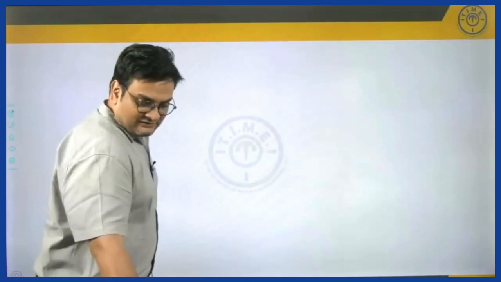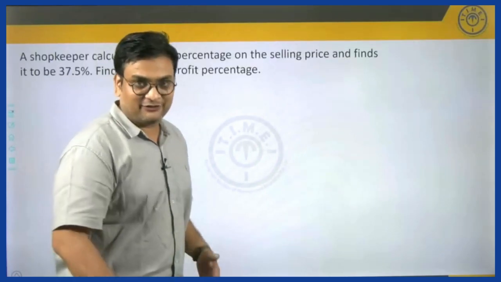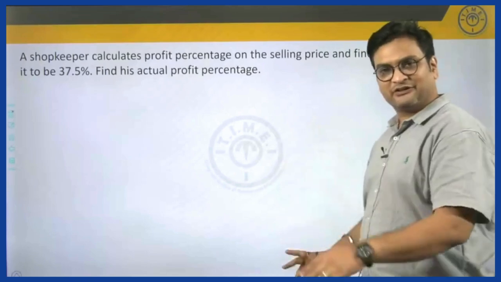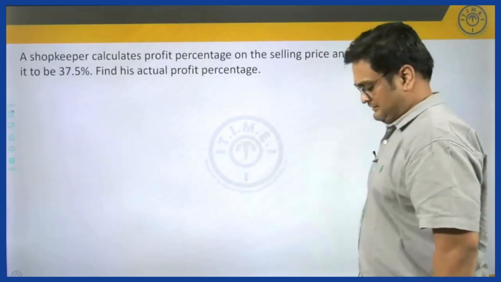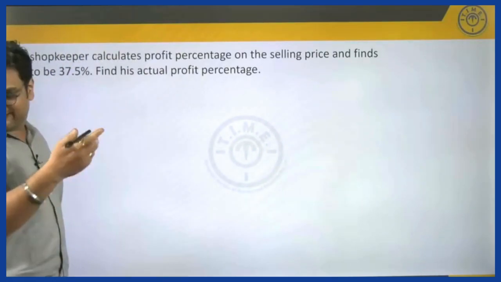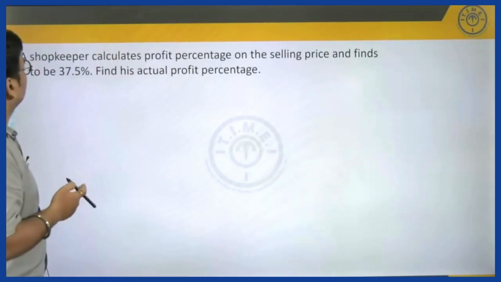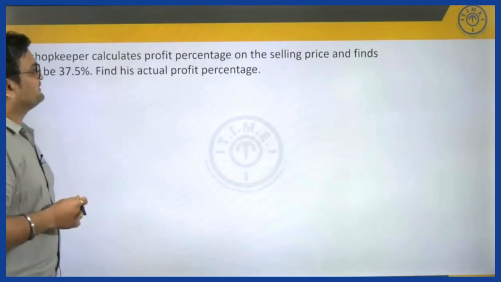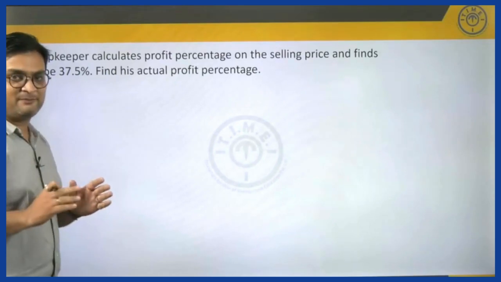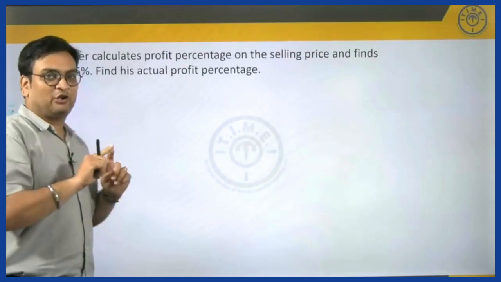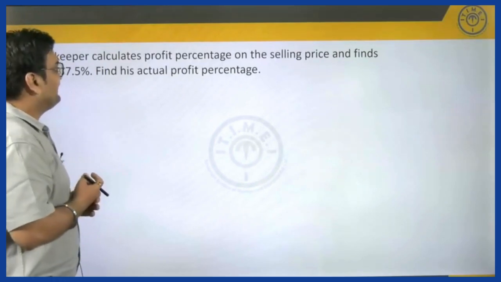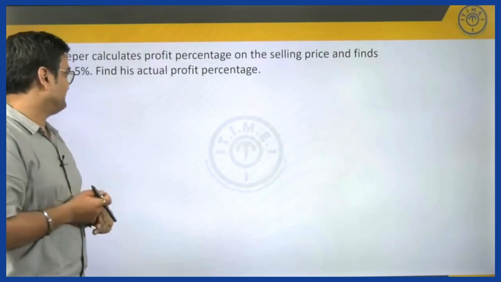some models of questions that we have under profit and loss. For example, have a look at this question. Pause the video, try it out yourself once. As I said, we'll be discussing it anyway. You can pause it, you can do it later. Now if you look at this, it says a shopkeeper calculates profit percentage on the selling price and finds it to be 37.5. Generally profit percentage is always calculated on CP, not on SP, but he did it on SP and finds it to be 37.5. Find his actual profit percentage.